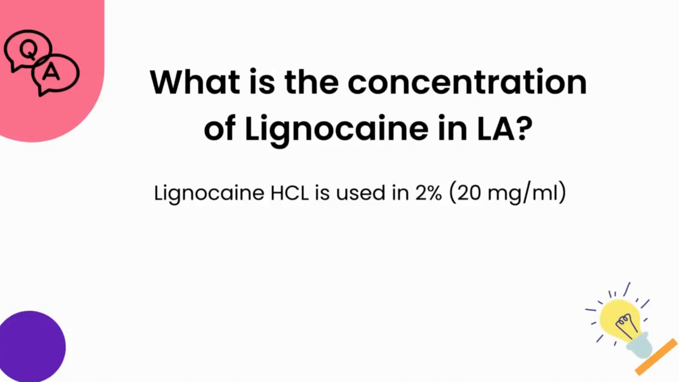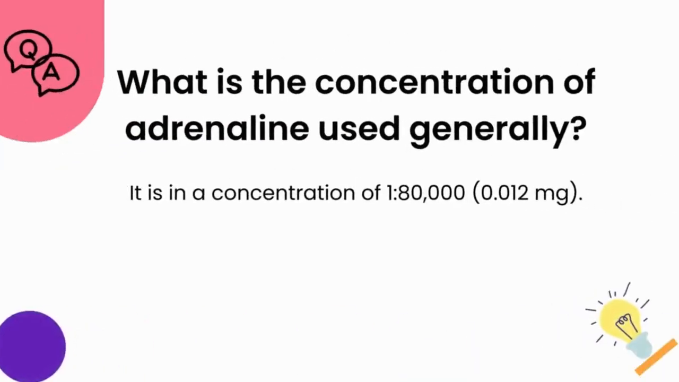Then, what is the concentration of adrenaline used generally? The concentration we all know that we use generally is 1:80,000, which means 0.012 milligram.